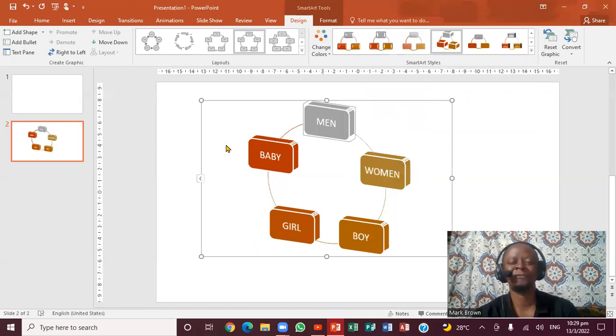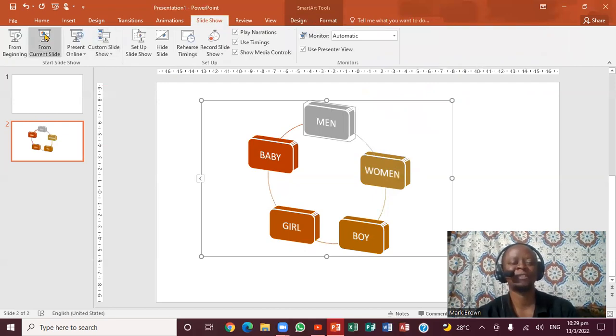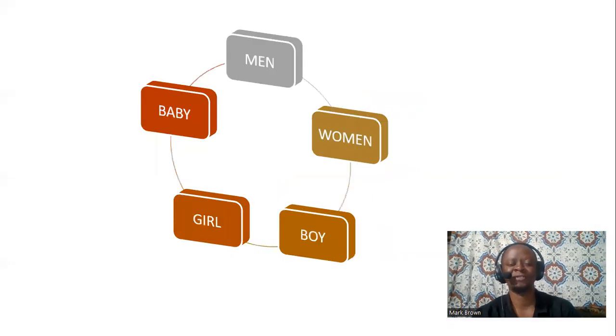If I bring it into full screen, this is exactly how it will look. I'm going to come up here to the Slide Show tab and click right here, From Current Slide. When I click on it, you see exactly how it looks. So for instance, if they're doing a PowerPoint presentation, they can bring it up just like that. It's very important. So this is one of the ways you can use SmartArt in Microsoft PowerPoint.